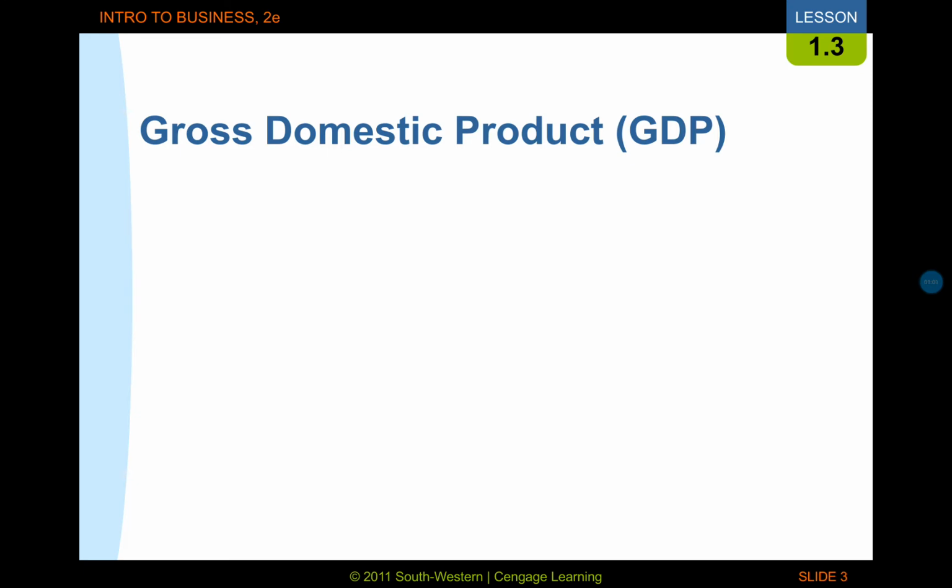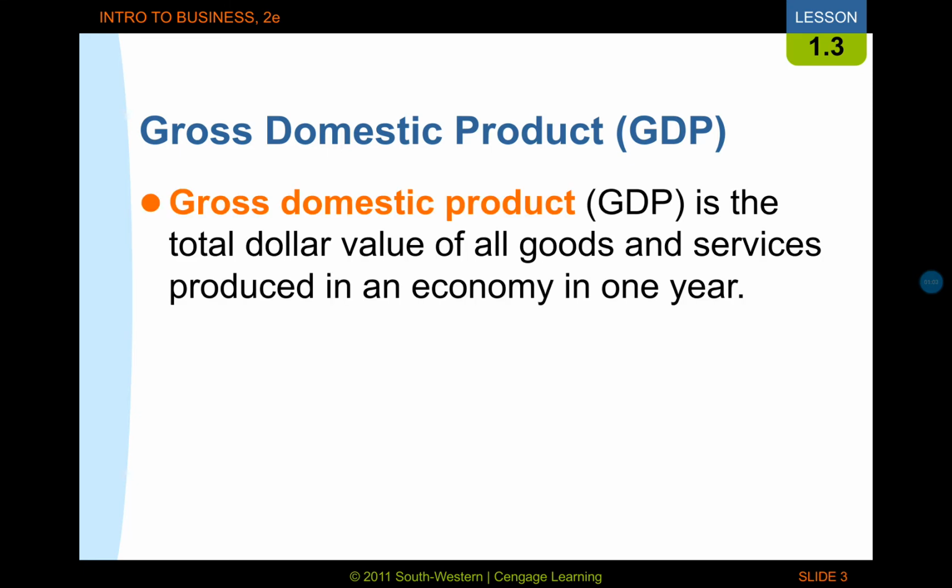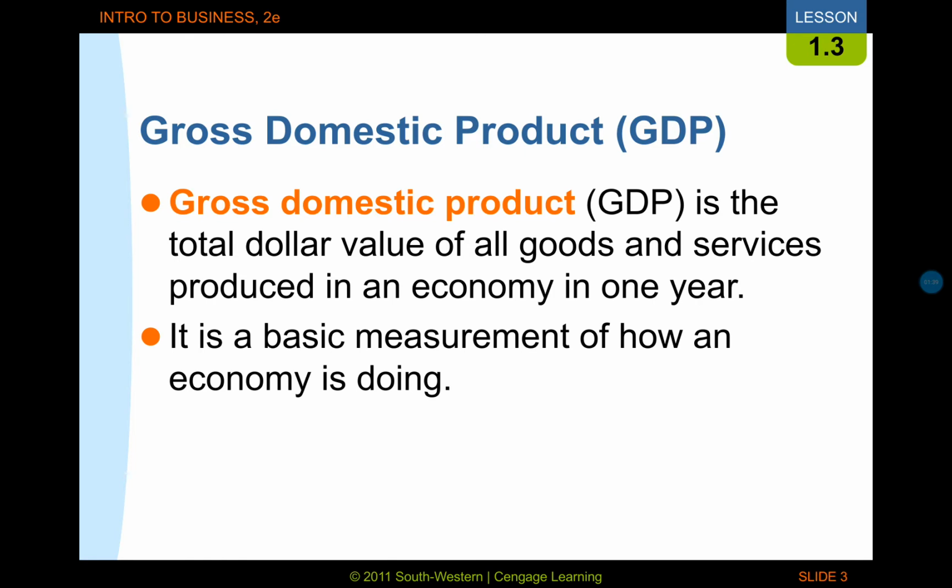Gross domestic product, or GDP, is the total dollar value of all goods and services produced in an economy in 1 year. That's the key, is 1 year. They look at 1 year at a time. So if GDP increases each year, that's a sign of good economic health. It means that our economy is growing steadily, there's more jobs, and consumers are spending. It's a basic measurement of how the economy is doing.